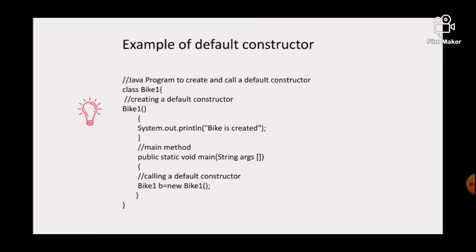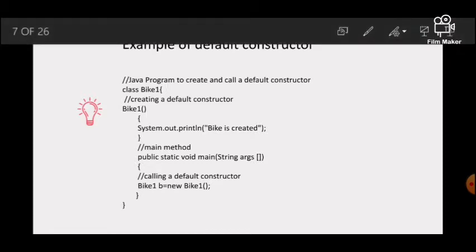In this program you see we have a class called Bike1, and we have a method which is Bike1. The name of this method is the same as the class name, so it's actually not a method, it's a constructor. Then we write something inside it: "Bike is created". After that we create a main method, public static void main.